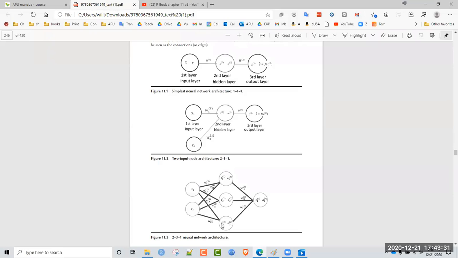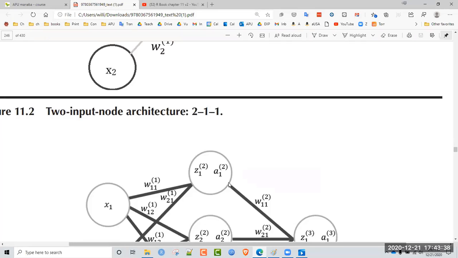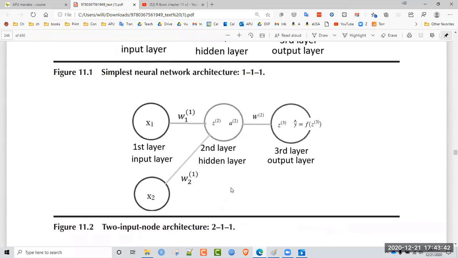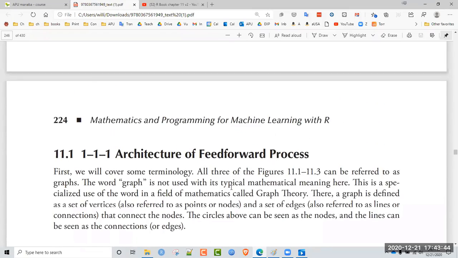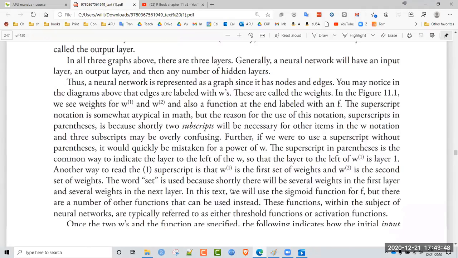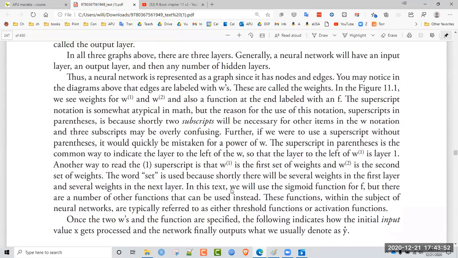Now the question is, what is this A? We haven't talked about that yet. So what are we doing here? How do we get the A's? We didn't explain that yet. So let's find out how that's going to be obtained.